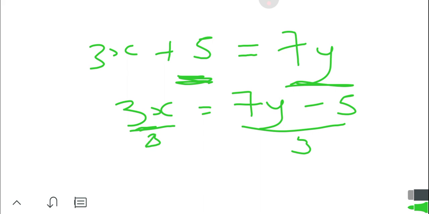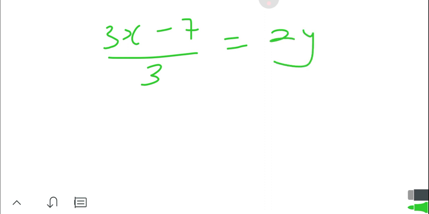So you can see that 3 here cancels 3, and you have x equal to 7y minus 5, all over 3. So that is the first instance. Put it in your head that when they are multiplying, you divide both sides by the coefficient of x, and whenever a value crosses the equal sign, it gets negated. So positive values become negative and negative values become positive.